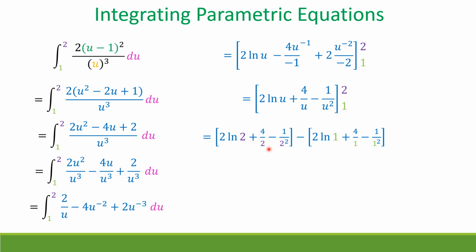4 divided by 2 is just 2, minus 1 over 2 squared, which is going to be minus a quarter, minus 2 ln 1. You should know that ln 1 is always 0, so this first term is 0. 4 divided by 1 is just 4, and minus 1 divided by 1 squared is just going to be 1. So I can simplify that down. Note I've worked out each term separately before I've combined them together.